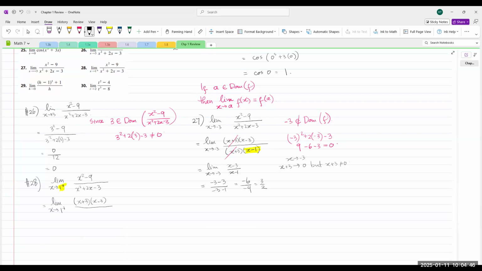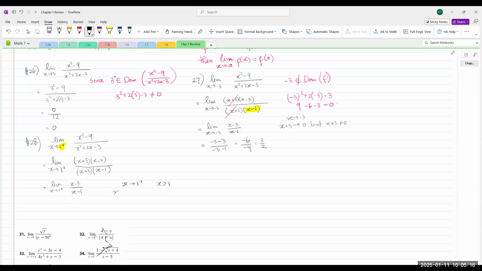Well, x is approaching 1, so x plus 3 is not 0, right? So we have limit x approaching 1 from the right hand side of (x minus 3) over (x minus 1). Because x approaching 1 from the right hand side means x is greater than 1, very close to 1 but greater than 1. Now that means as x approaches 1, x minus 1 will be approaching 0 from the positive side.